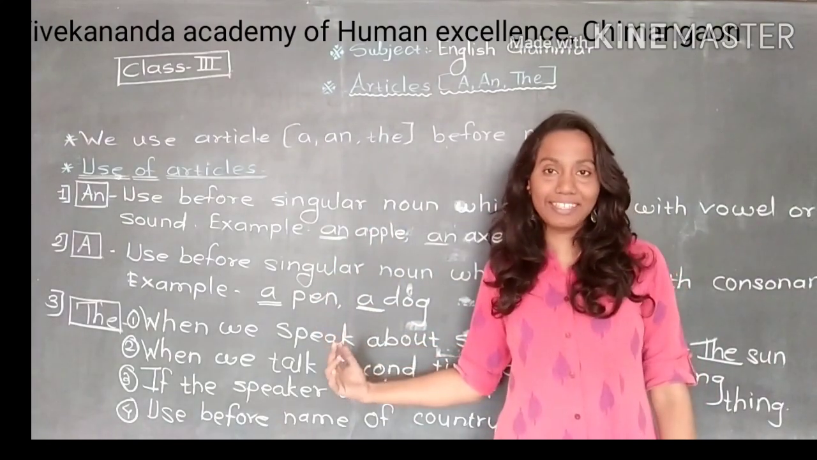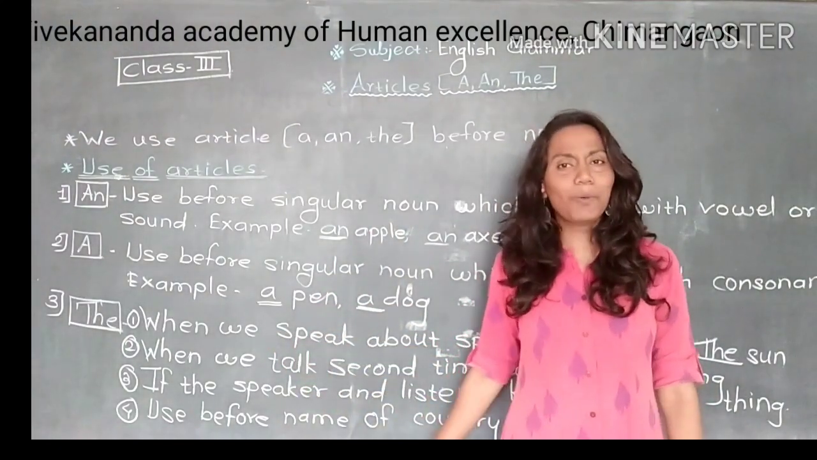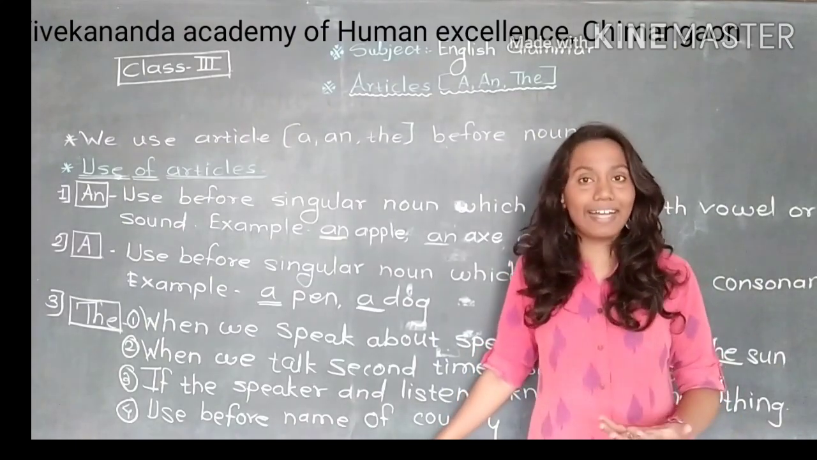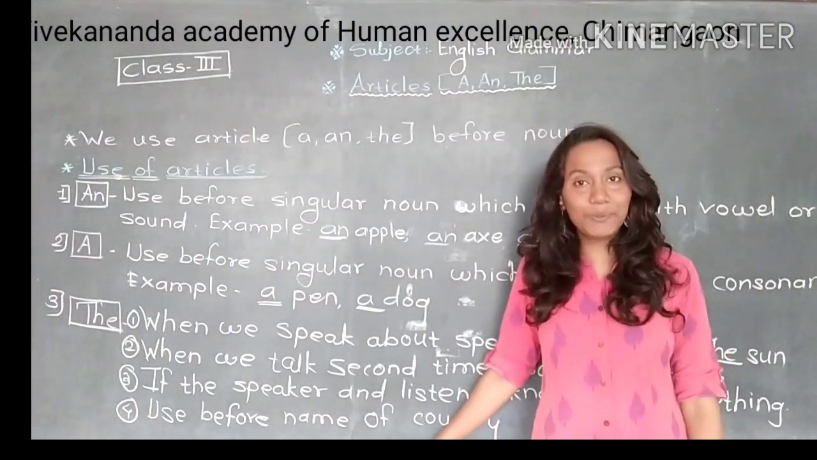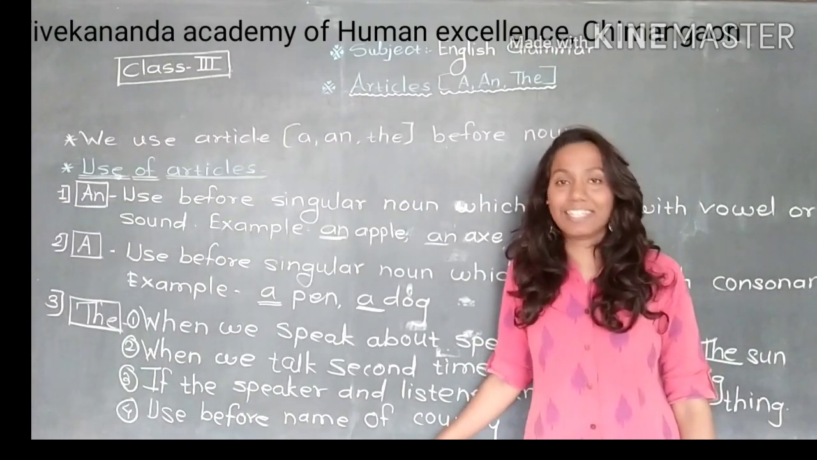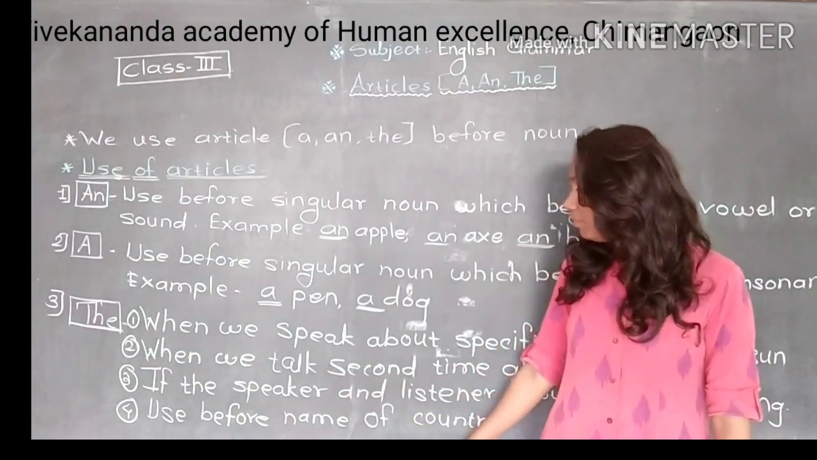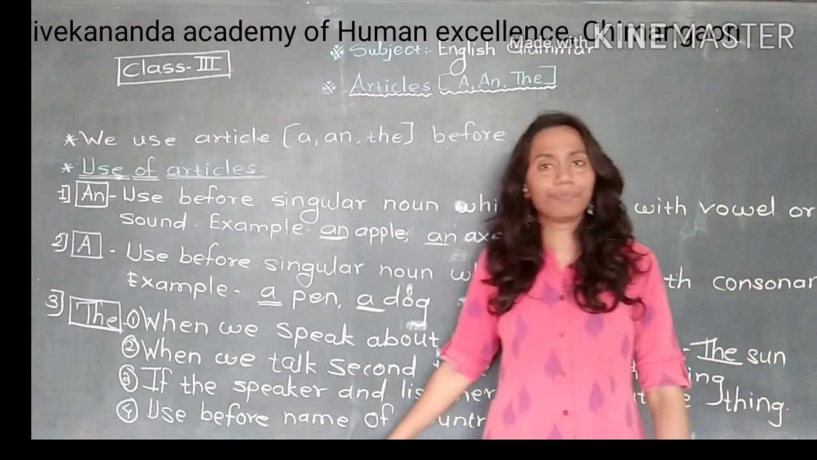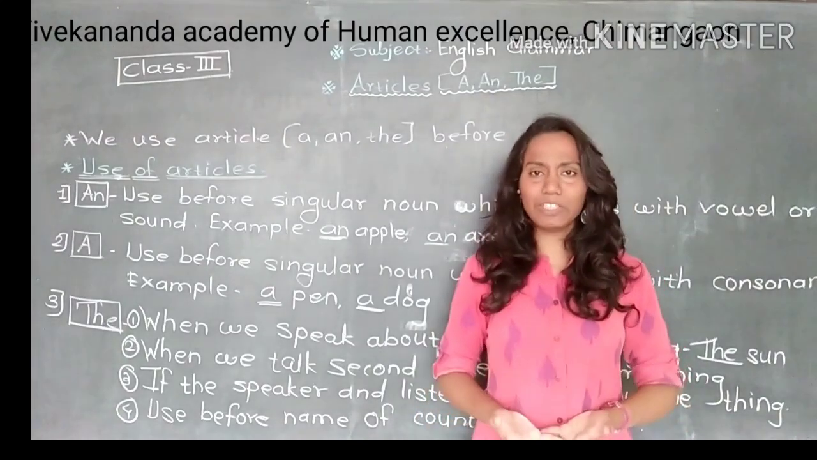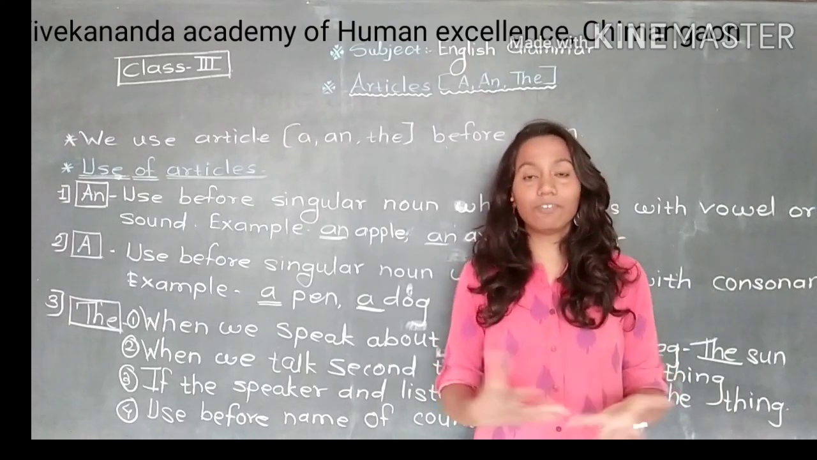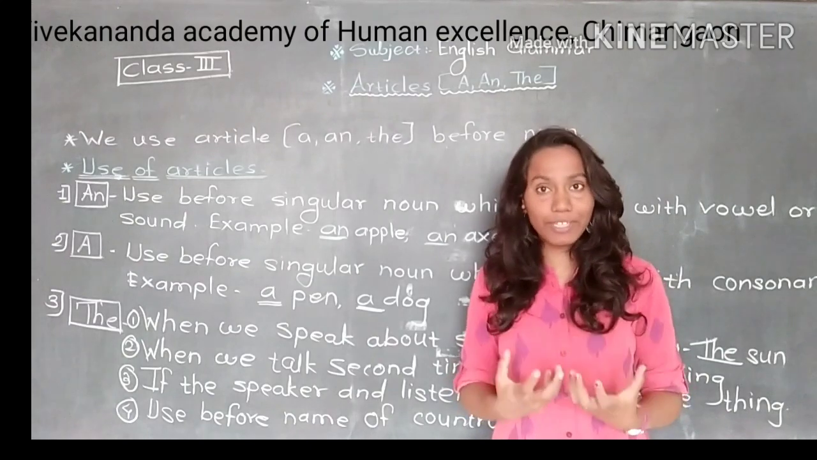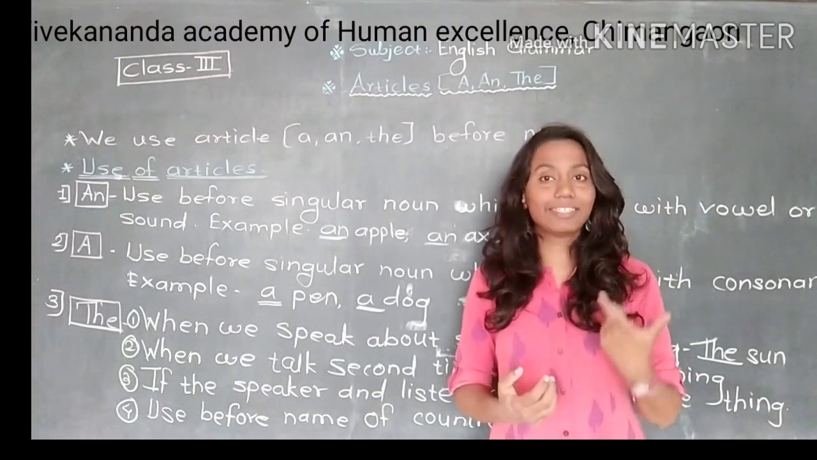Now the most important thing, that is THE. Most of the students face difficulty in this concept, how to use the article. Now there are some rules we are going to discuss here with some examples. The first rule is when we speak about a specific thing. Most of the time we talk about things which are not specific, which are commonly available everywhere. But this is not correct. We use the when we talk about one particular thing.